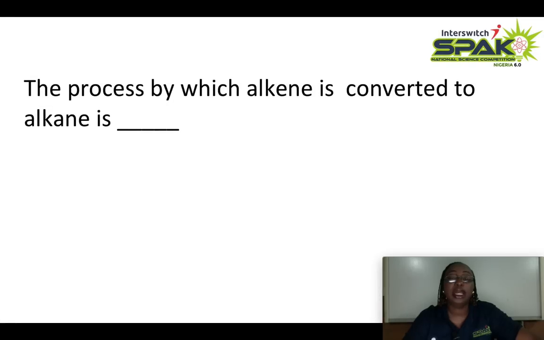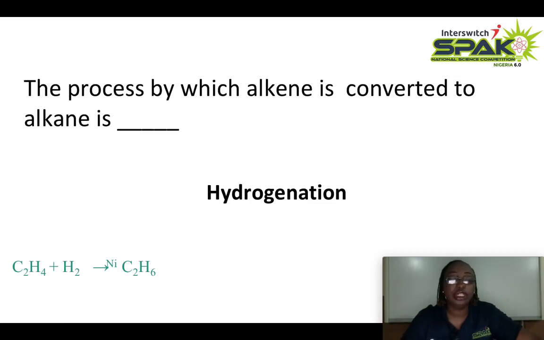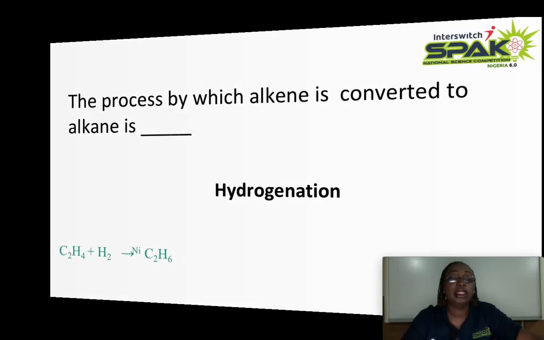The process by which alkene is converted to alkane is called, one name is given to that reaction. If you can remember what we have said earlier, the answer is hydrogenation. Hydrogenation is a process by which alkenes are converted to alkanes. In the presence of nickel, we have a reaction of ethene reacting with hydrogen to give ethane.